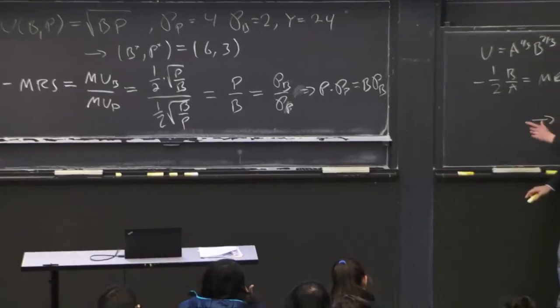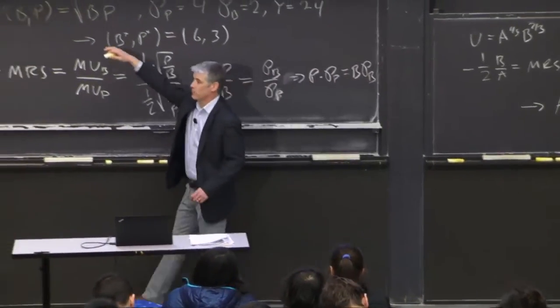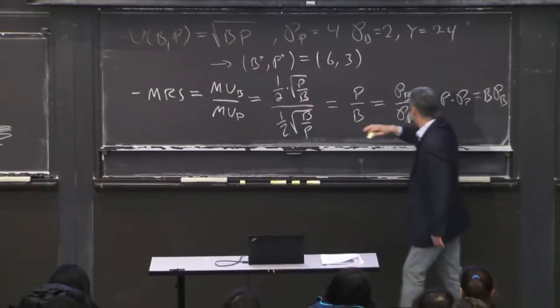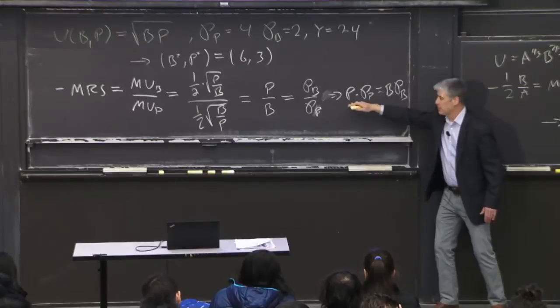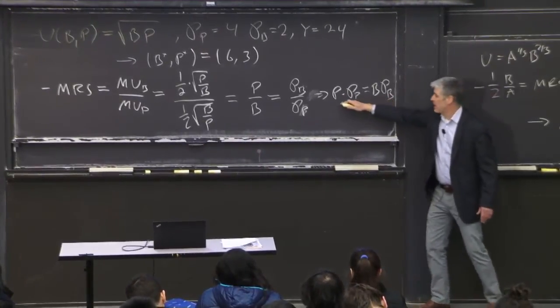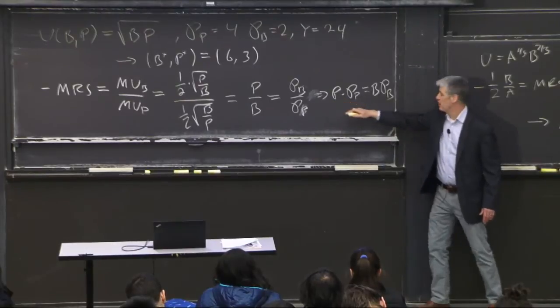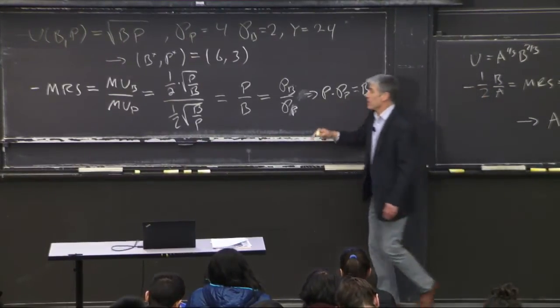Okay? And I just want to point out something which is going to pop up a whole bunch whenever we use utility functions that look like this. When you get to this point, you see that the price times the quantity equals the price times the quantity for these two things. What this is telling me is that the total spending on pizza is equal to the total spending on root beer. Okay? That's not a coincidence.